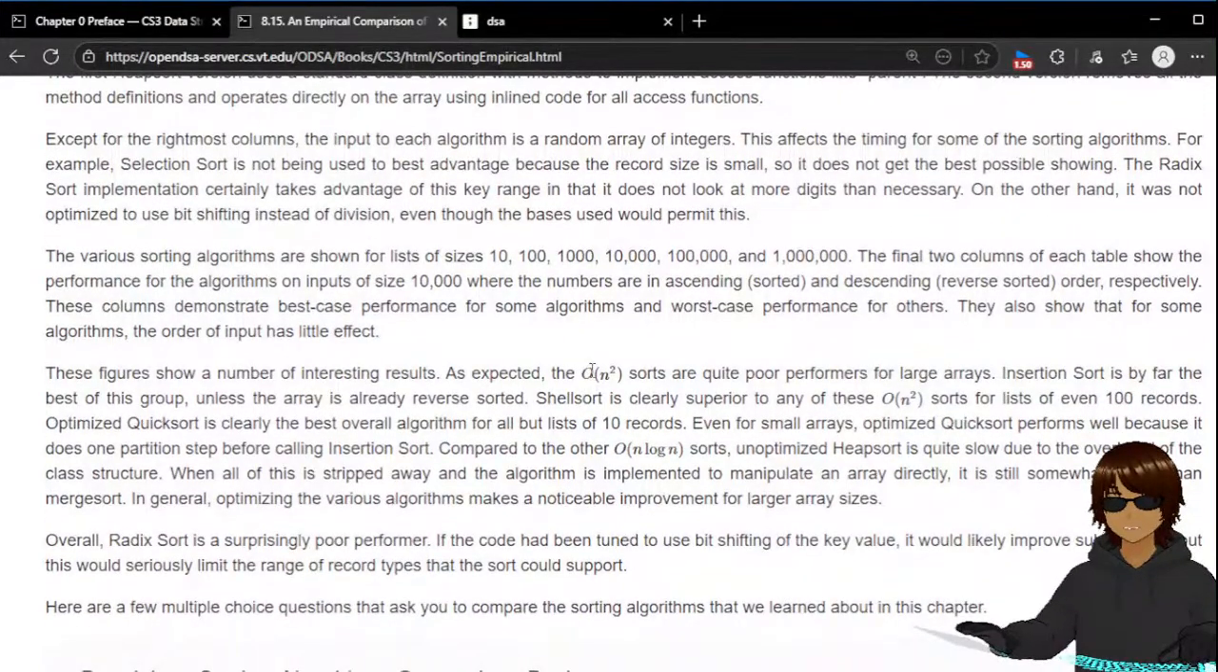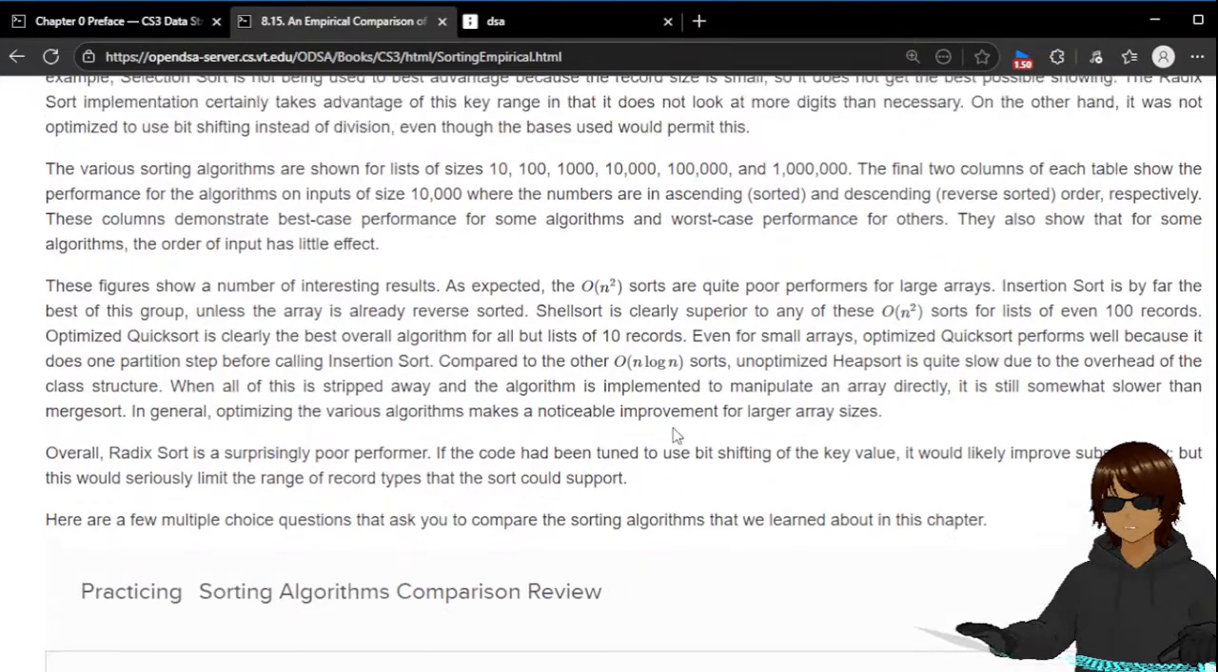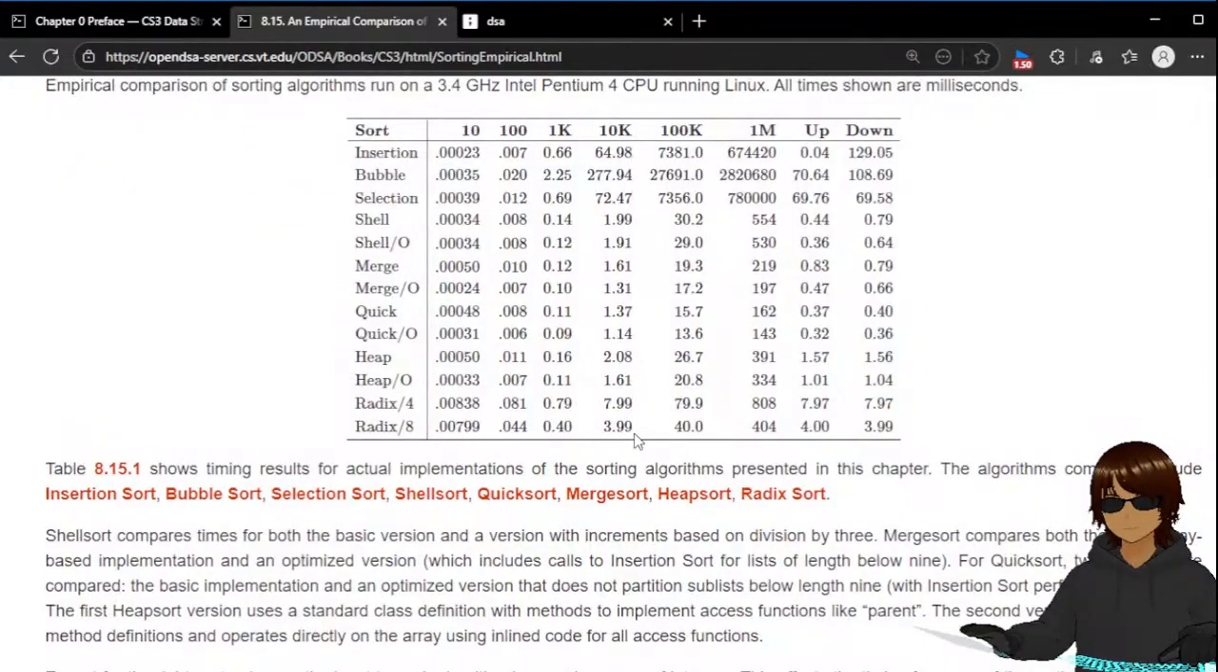The O(n squared) sorts are quite poor performers for large arrays. Overall, radix sort is a surprisingly poor performer. If the code had been tuned a bit, shifting of the key values, it would improve substantially. But this would seriously limit the range of record types that the sort could support. Radix, I mean, it's not that bad compared to these three.